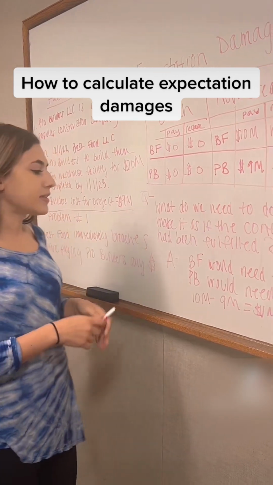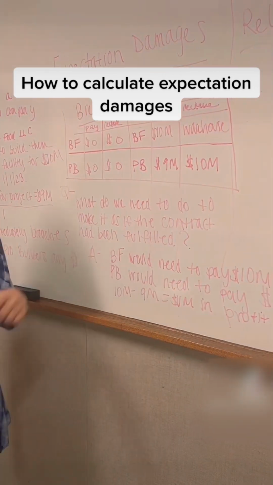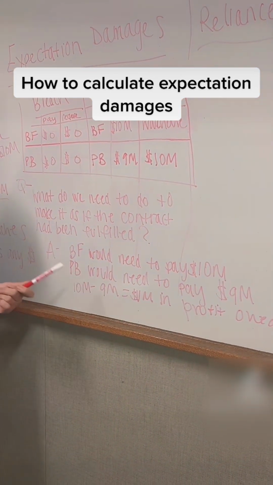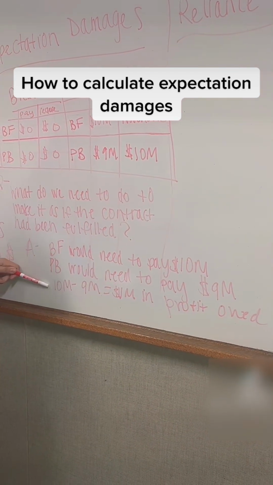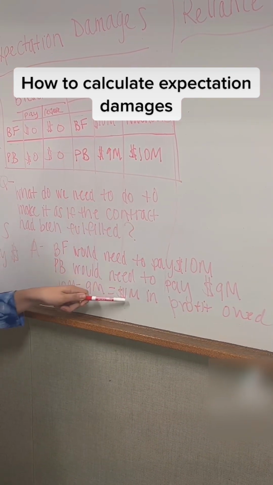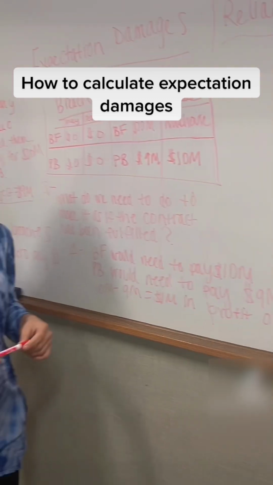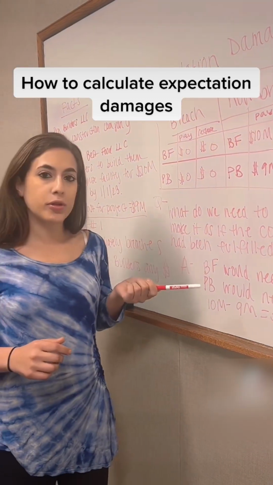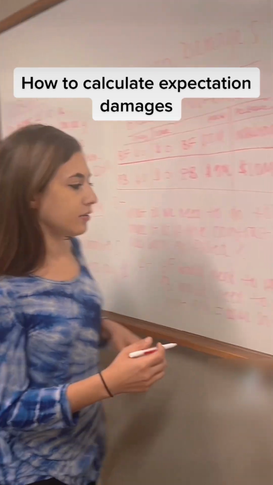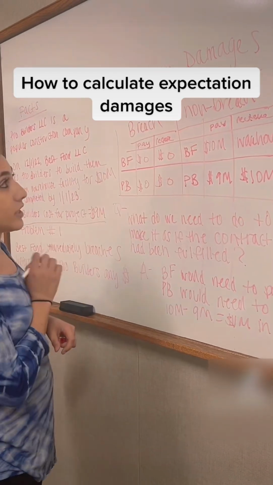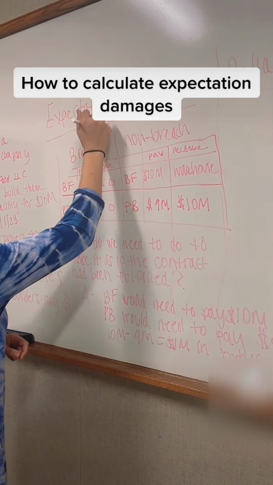Well, in this case, Best Food would need to pay the $10 million. Pro Builders would need to pay their $9 million in costs. So we take the $10 million minus the $9 million and we come up with $1 million in profit, which is what Pro Builders would have received off of this job. So in this case, the amount for expectation damages is $1 million.